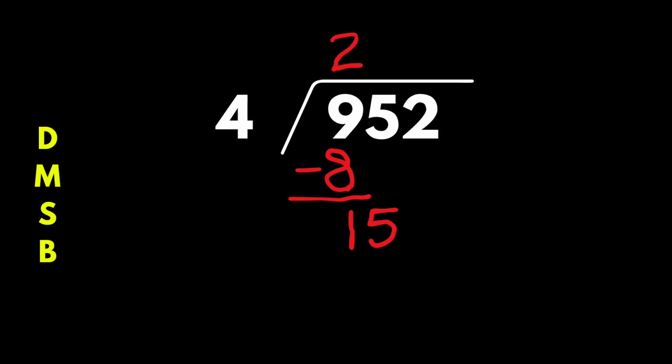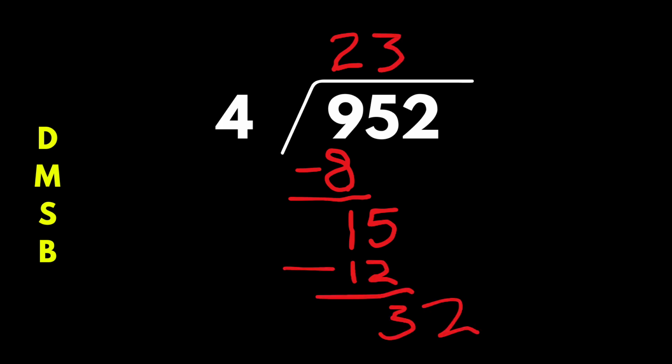Now repeat. DMSB. Can 4 go into 15? Yes, 3 times. 3 times 4 is 12. 15 minus 12 is 3. Bring down the 2, giving us 32.